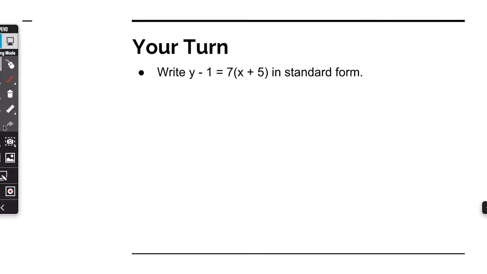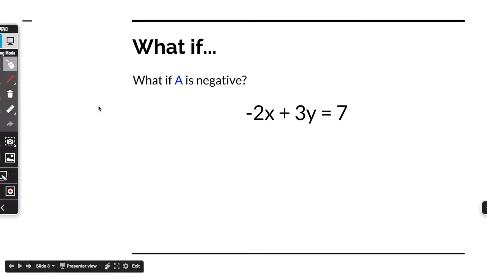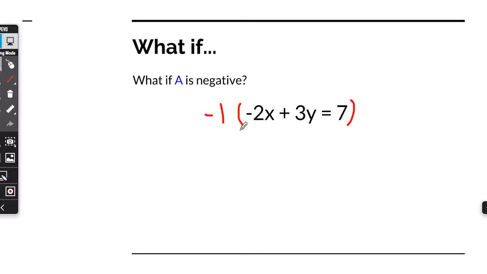So our last thing we're going to look at are some what ifs. So we just dealt with this one. So what if we get it into standard form and our a is negative? So if our a is negative, remember we don't want to mess with the factors. We just want to deal with the negative. So if you have a negative out front, multiply everything by -1, and that'll take care of it. So -1 times -2x is positive 2x. -1 times 3y is -3y. And -1 times 7 is -7. So this equation is still the same equation, but it's now in standard form.